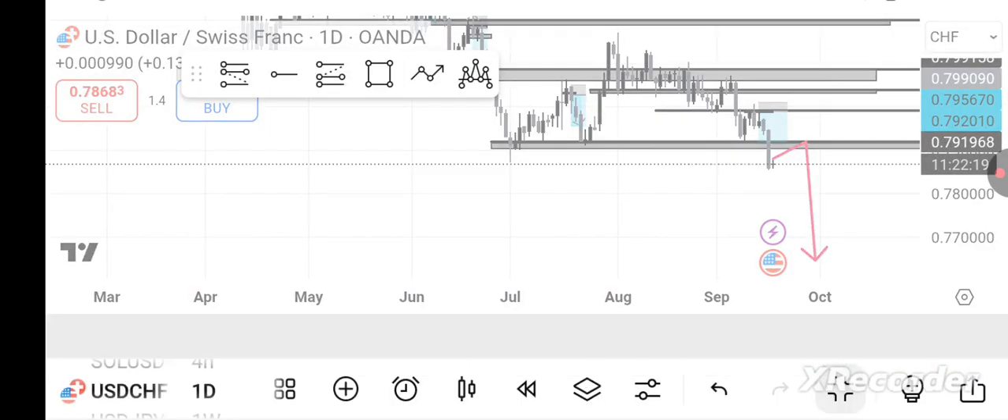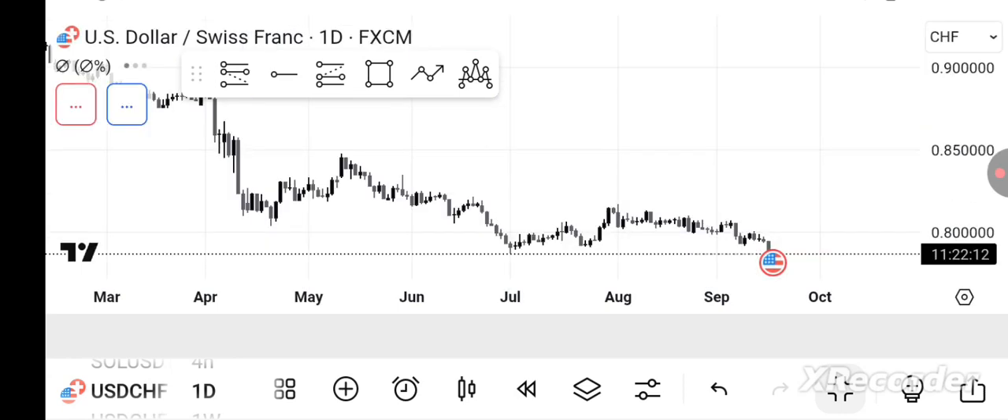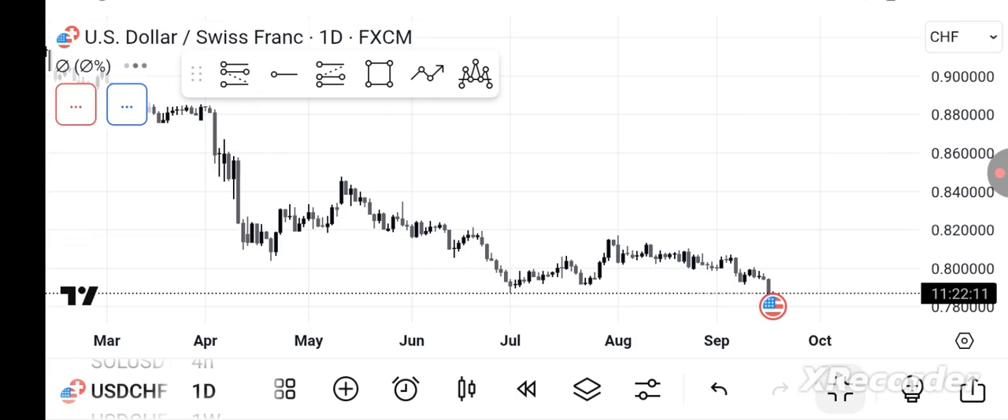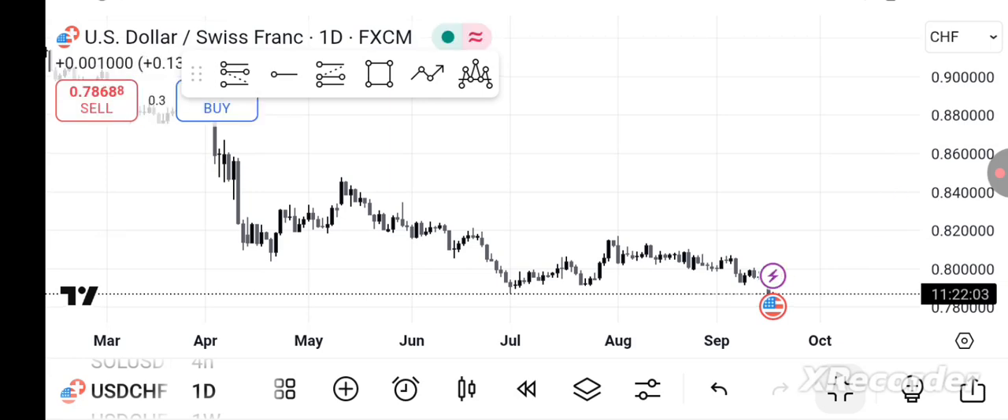As you know, I'm the kind of trader that always starts from the higher time frame. I always do my analysis from the higher time frame. That's the best thing, because it's always good to follow the trend.